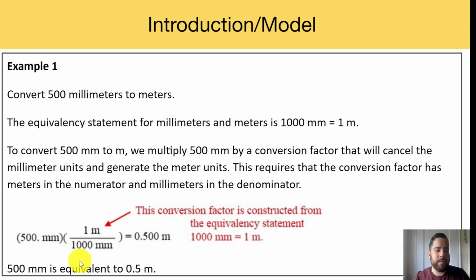The rest is essentially just the calculator doing its work. You're going to multiply across and divide. So 500 times 1 divided by 1,000 gives us 0.500 meters. And that is our final answer. So 500 millimeters is equivalent to 0.5 meters, or half a meter.